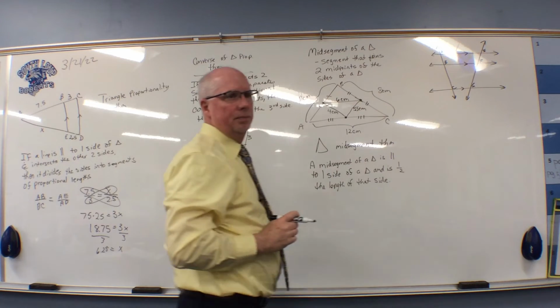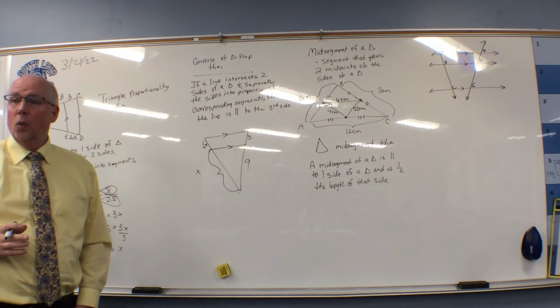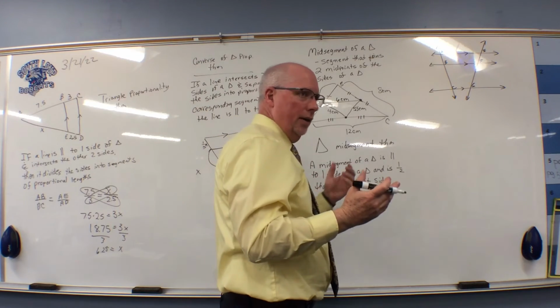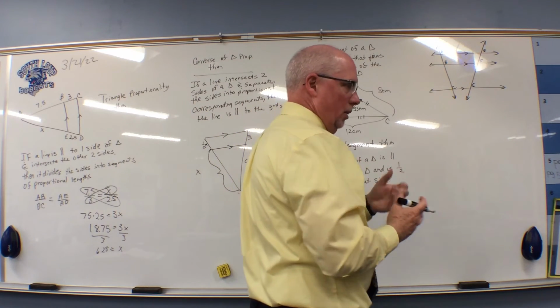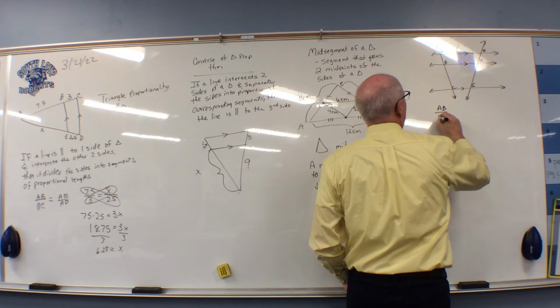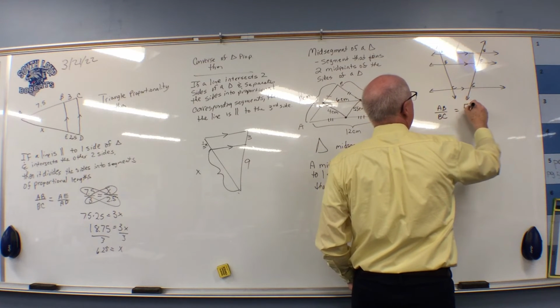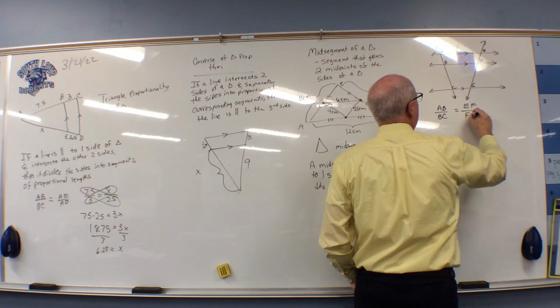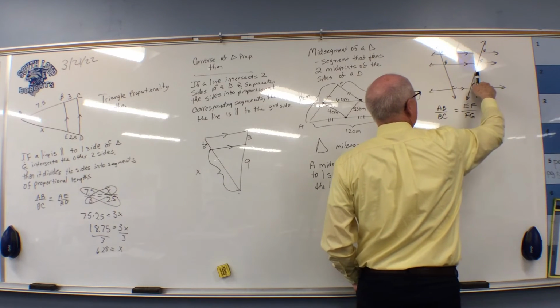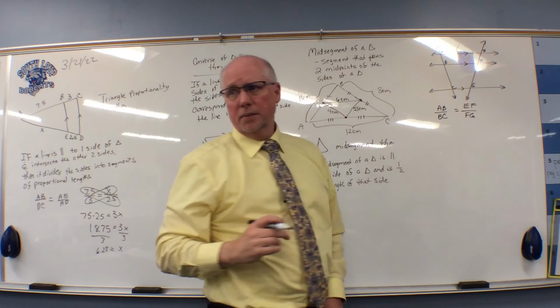Do you get that? Yep. Okay. What this theorem says, this postulate, this corollary, it's actually a postulate, but it's called a corollary because it says that AB over BC equals EF over FG. That this length over this length equals this length over this length. Do you see what I'm saying?